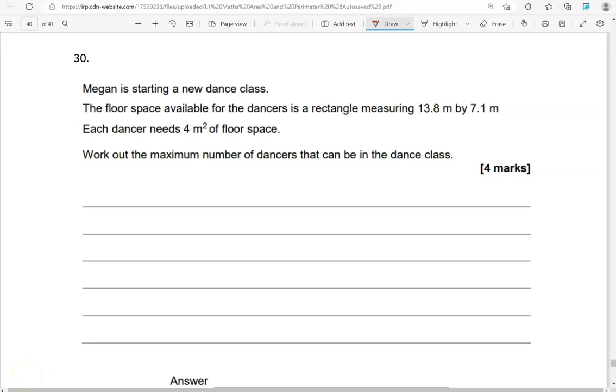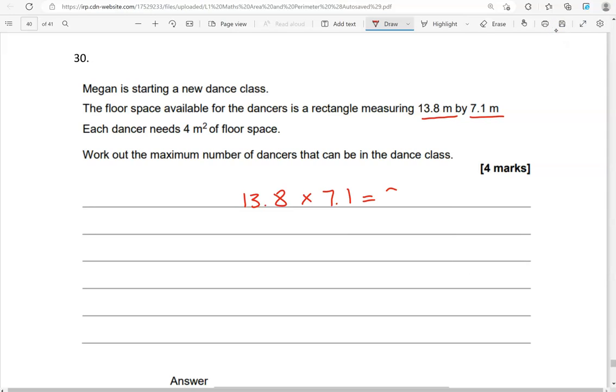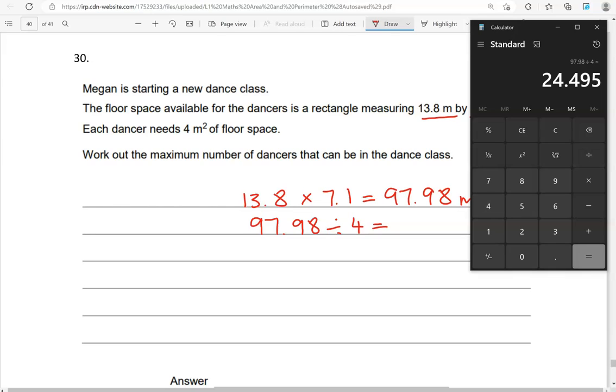So the space measures 13.8 meters by 7.1, so we'll multiply 13.8 by 7.1, which is 97.98 square meters. Each dancer needs 4 square meters, so we'll do 97.98 divided by 4, which is 24.495 dancers.